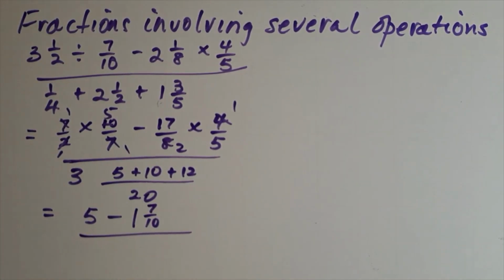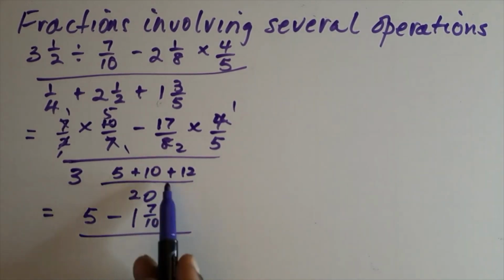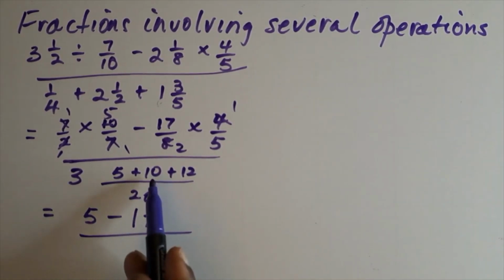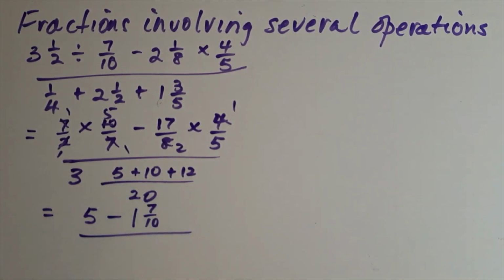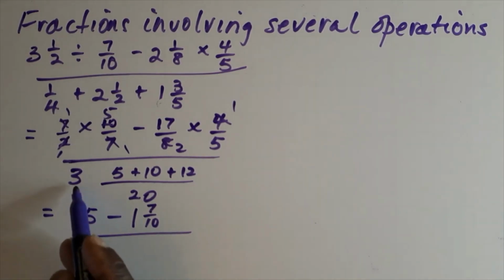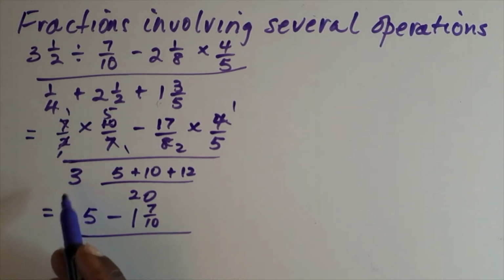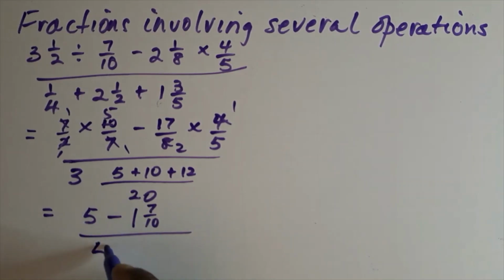The denominator, when we sum all of this, we have 22 add 5, which is 27/20, which gives us 1 and 7/20. When we add the 3, the whole number 3, we get 4 and 7/20. So in the denominator we have 4 and 7/20.